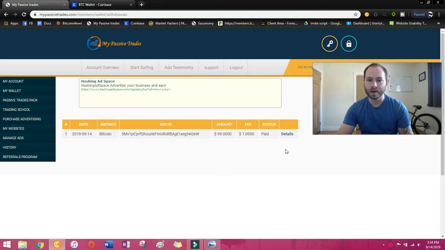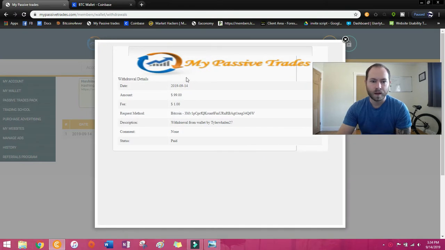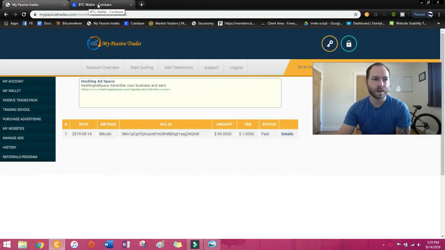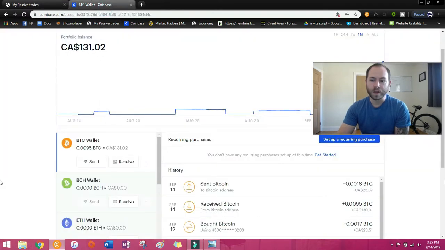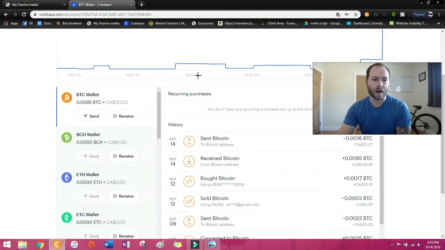I took out the $100. There's a small tiny fee, pennies on the dollar. Paid details. Let's see the description. Yep, taken out today, September 14th. And I got paid here to my Coinbase address, which is this one here, and here it is. It was in USD, so the rate, it's more money in Canadian dollars. So received Bitcoin September 14th, the 0.0095, $130, which was $99 US converted. And then I sent more Bitcoin after.